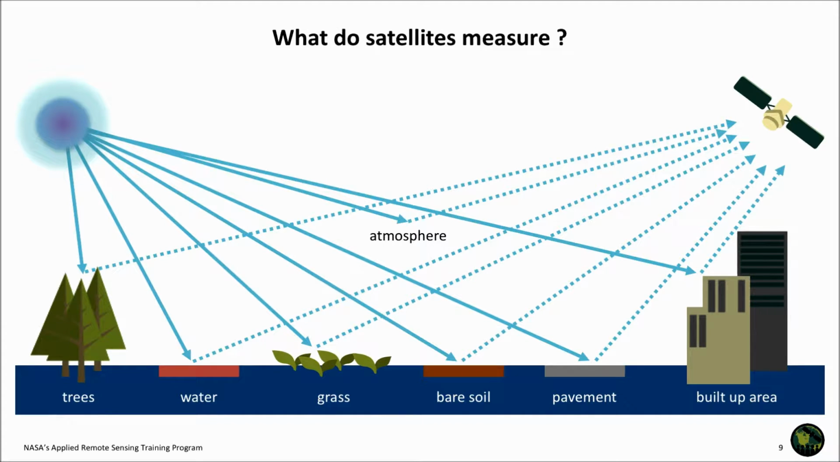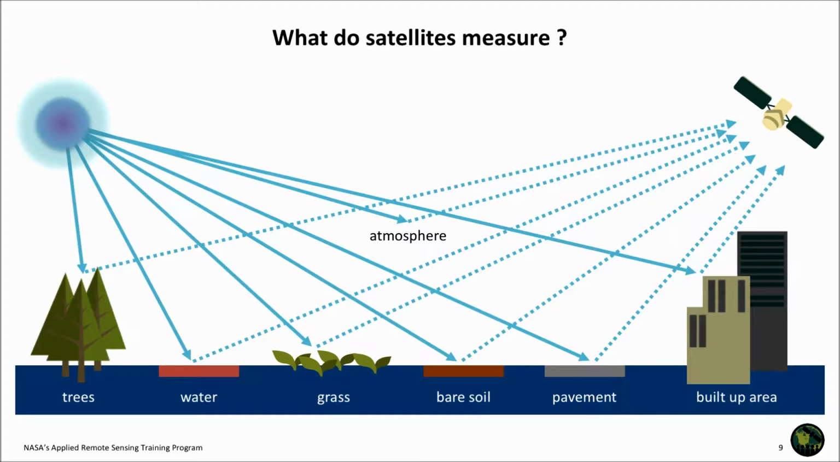So how does a satellite work? You have a source of energy, which is the sun. It emits the electromagnetic spectrum in all wavelengths. That radiation comes down to the Earth. It interacts with the components in the atmosphere, which are clouds, particles, gases, air molecules, water vapor. Anything which is in the atmosphere will interact with this incoming solar radiation.